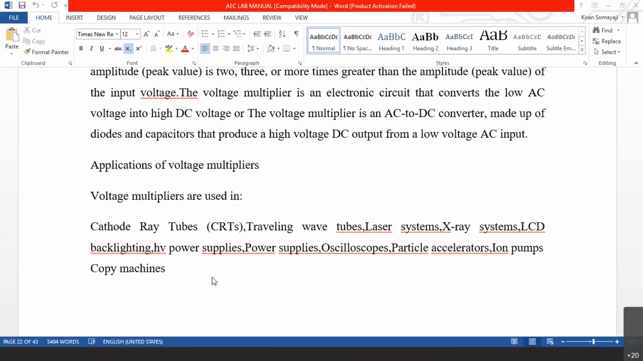In copier machines, you have a drum, and on the drum the paper rolls. For moving the drum, high voltage is required. But the input to the copier machine is only 220 volts AC. So a higher voltage is produced inside the photocopying machine for the movement of the drum.